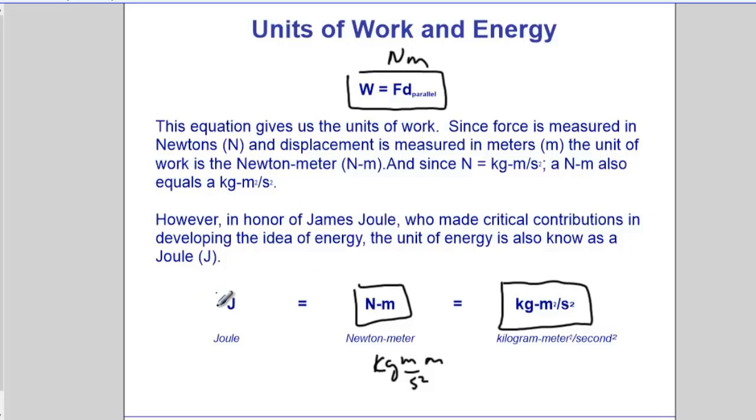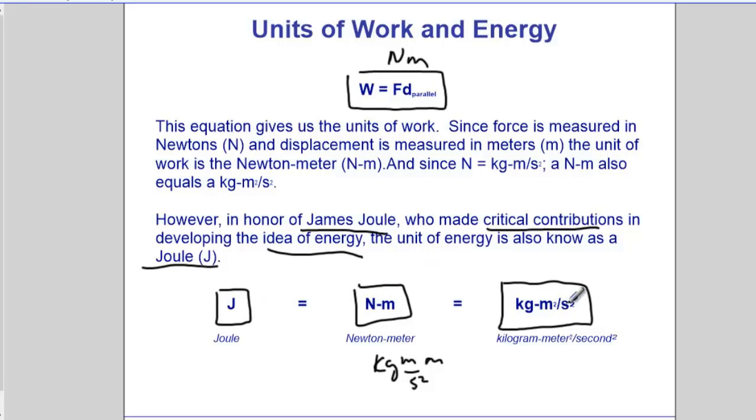But most people will refer to work in joules, named in honor of James Joule, who made critical contributions in the concept of energy, specifically thermal physics, and we named the unit of energy in his honor. What an honor. Just like we named the unit of force after Newton. So work could be measured in joules, newton meters, or kilogram meters squared per second squared. It's most intuitive to say that work is done in joules or newton meters.